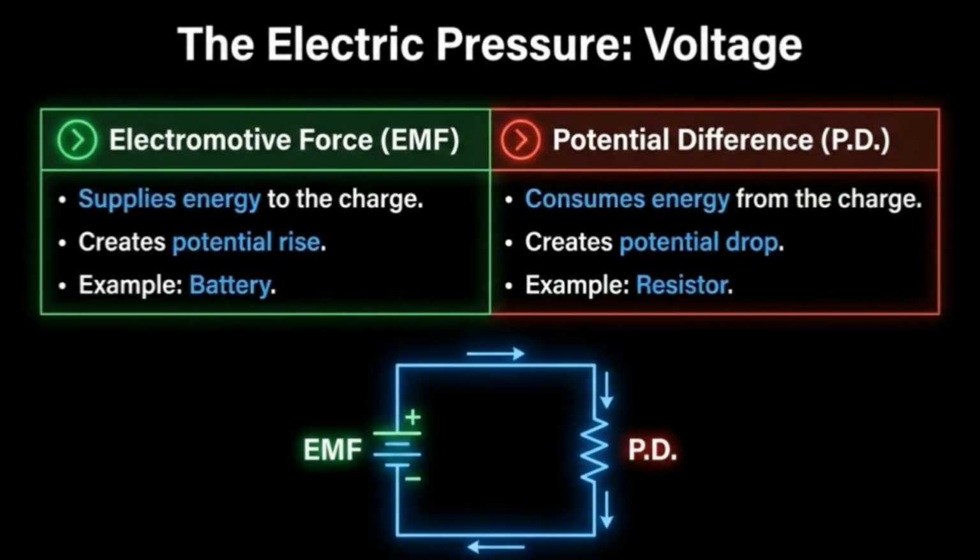Voltage is the electric pressure. Electromotive force, or EMF, supplies energy and creates a potential rise. Potential difference, or PD, consumes energy and creates a potential drop.